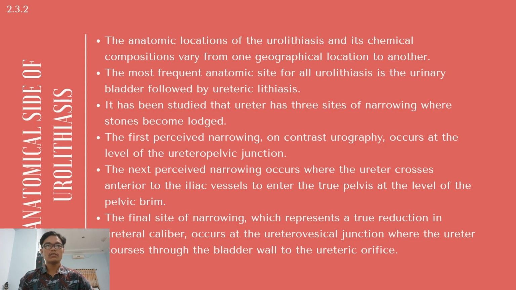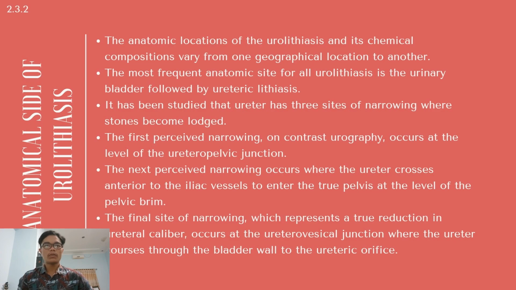It has been studied that the ureter has three sites of narrowing, where stones become lodged. The first perceived narrowing, on contrast urography, occurs at the level of the ureteropelvic junction. The ureteropelvic junction represents a functional narrowing which opens during peristalsis, as opposed to a true anatomic narrowing.